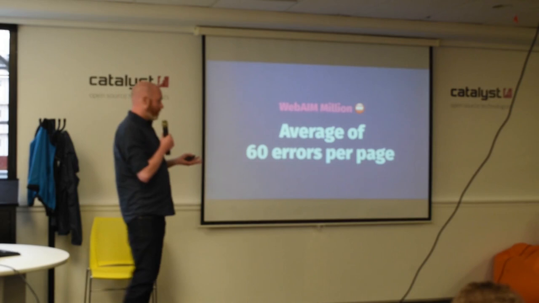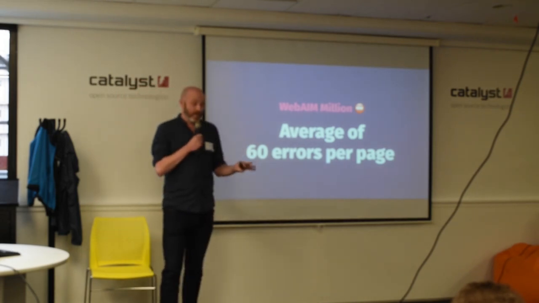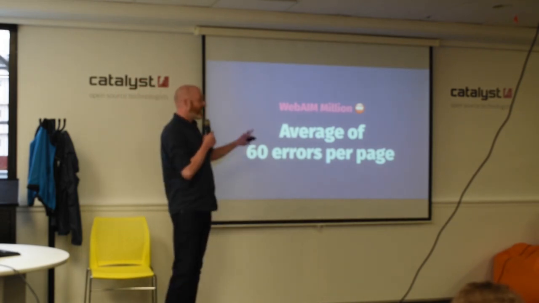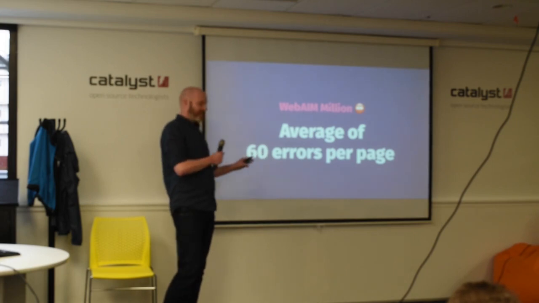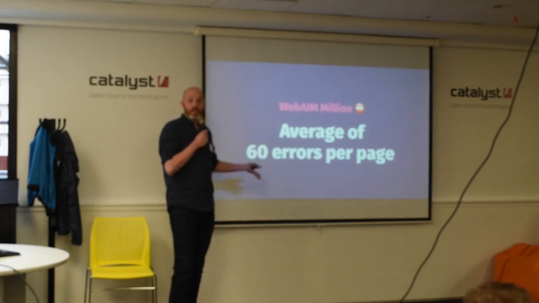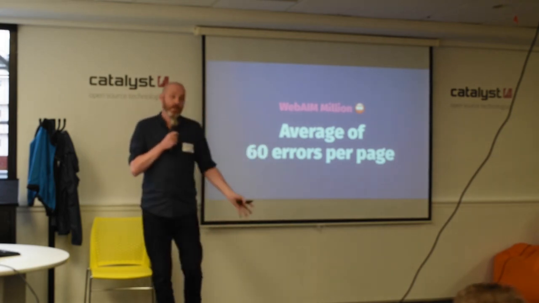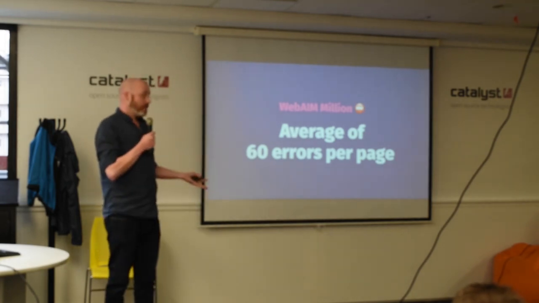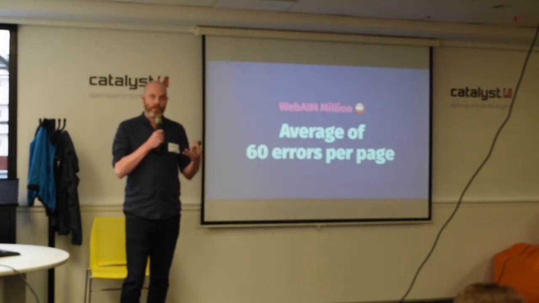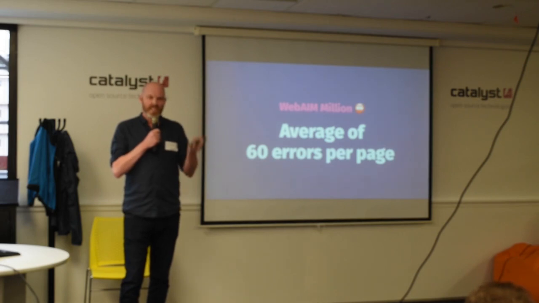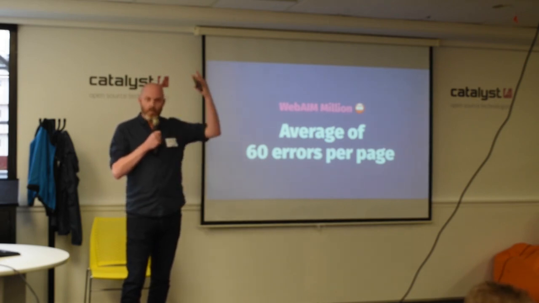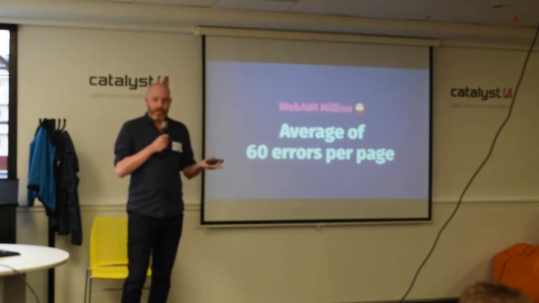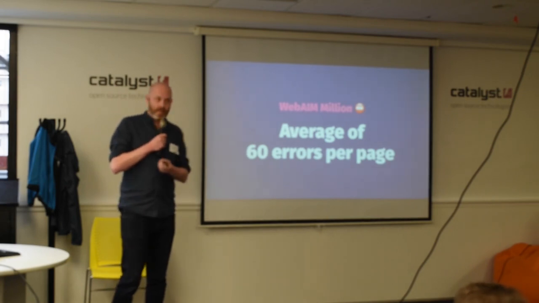The other scary stat was that the average number of errors on each of those million pages was 60. So sure, it's an average. Some pages had a lot less, some pages had a lot more, but 60, I mean, you think about how many things are on a page. Let's call it 30 thingies on a page, maybe, and sure, the DOM is a lot more complicated, but 60 seems like a lot.